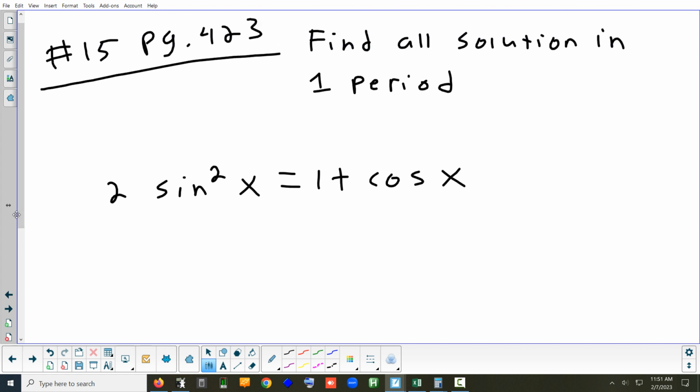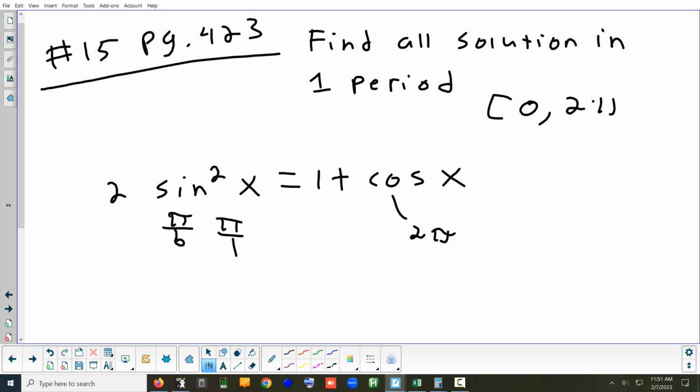So, find all solutions in one period. Well, we'd have to think about that. Period of cosine is 2 pi. The period of sine squared is pi over b. That's your formula. B in this case is what? 1. What's the least common multiple between 1 pi and 2 pi? 2 pi. We've talked about that at some point in chapter 7, so that comes back too. Okay, so least common multiple, 2 pi.